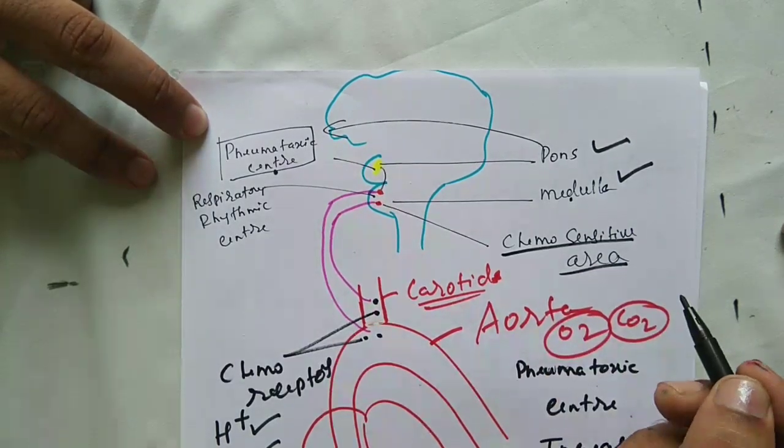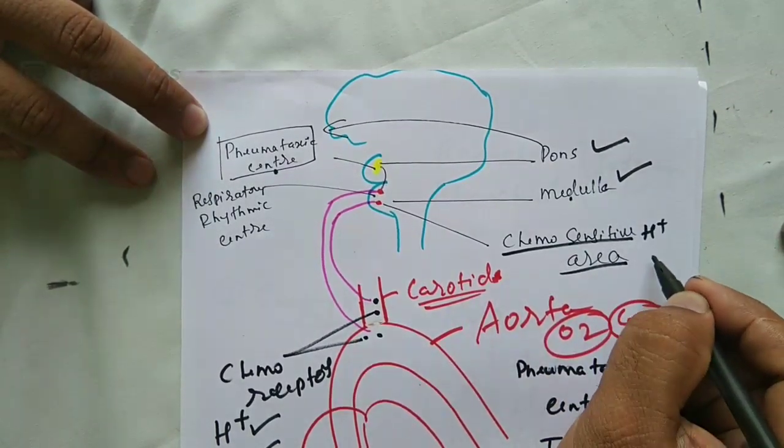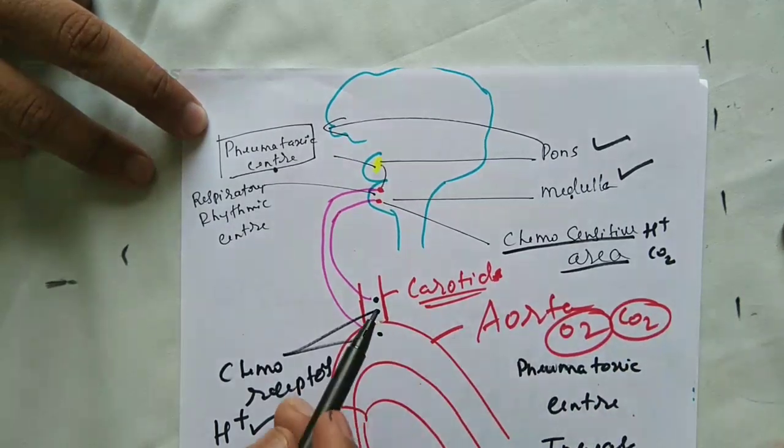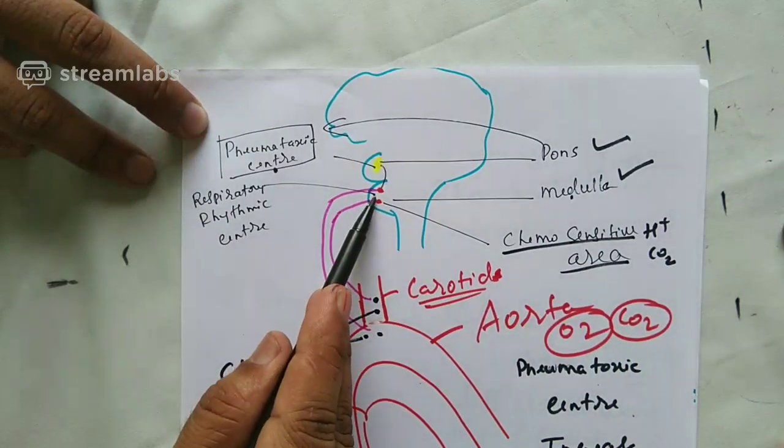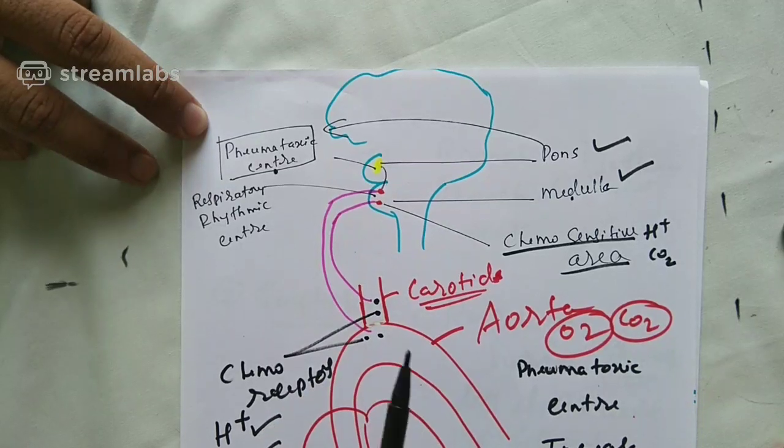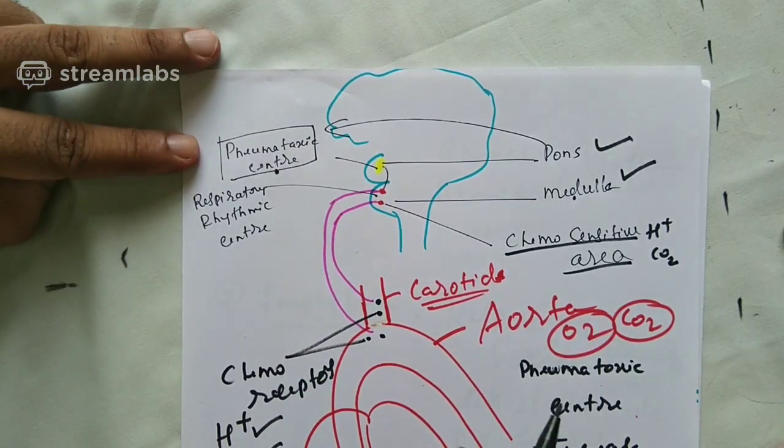Chemosensitive area it's called as. Chemosensors of what? H plus and CO2. That means if this gives information, that is received by the chemosensitive area. Hope the matter is very clear. Let me start the explanation now.